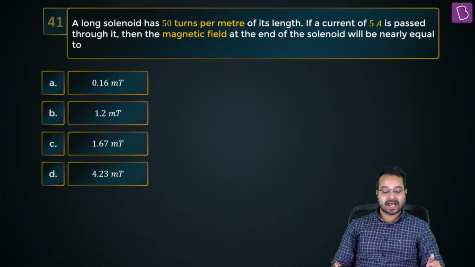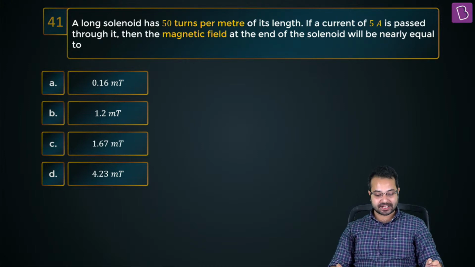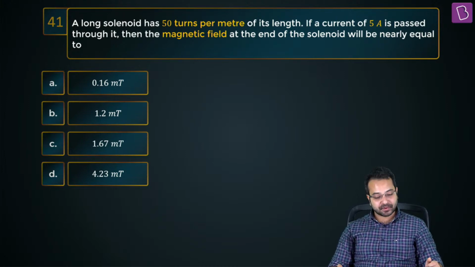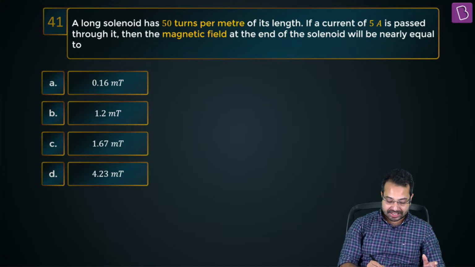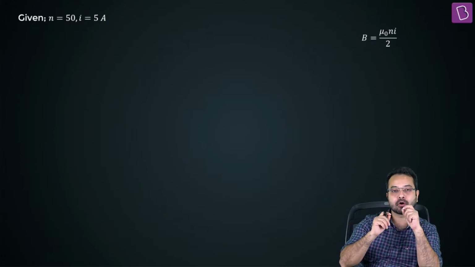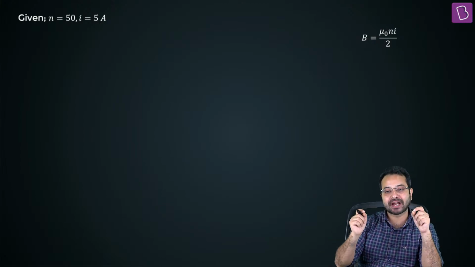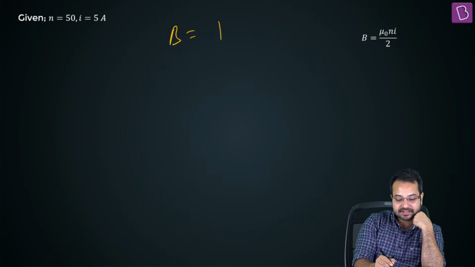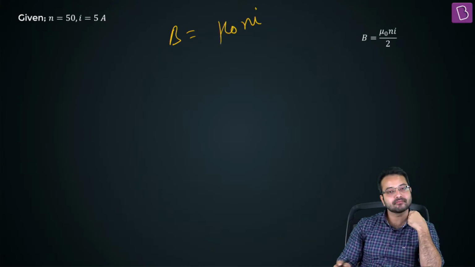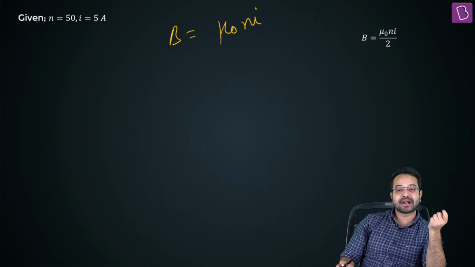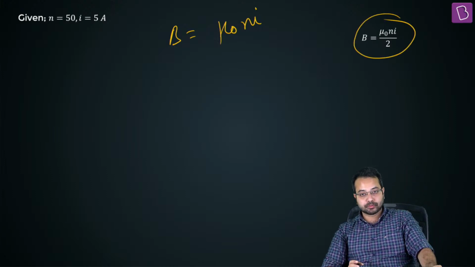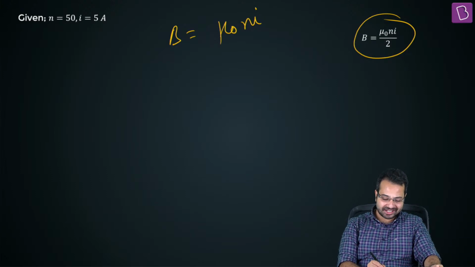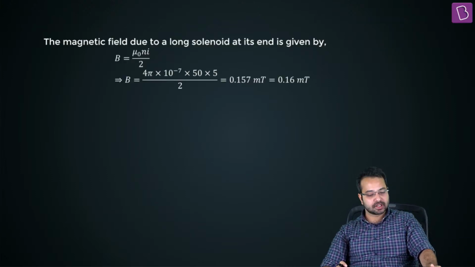A long solenoid has 50 turns per meter of its length. If a current of 5 ampere is passed through it, then the magnetic field at the end of the solenoid will be nearly equal to... Okay, so in case of a solenoid, if we are talking about the magnetic field at the center, then the magnetic field at the center is given by mu naught Ni. But if we are talking about the magnetic field at the end, then the magnetic field is given by mu naught Ni upon 2. So this was a slightly tricky question, but you should have this knowledge.